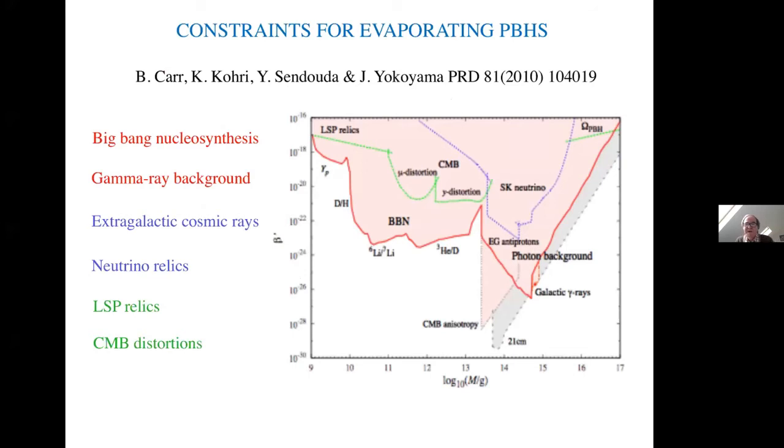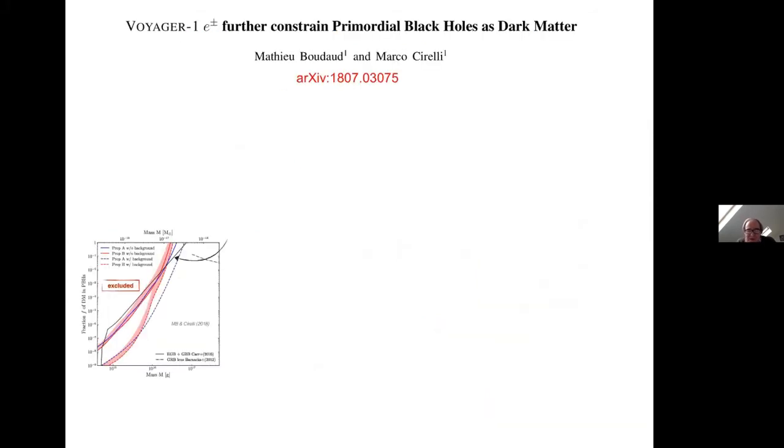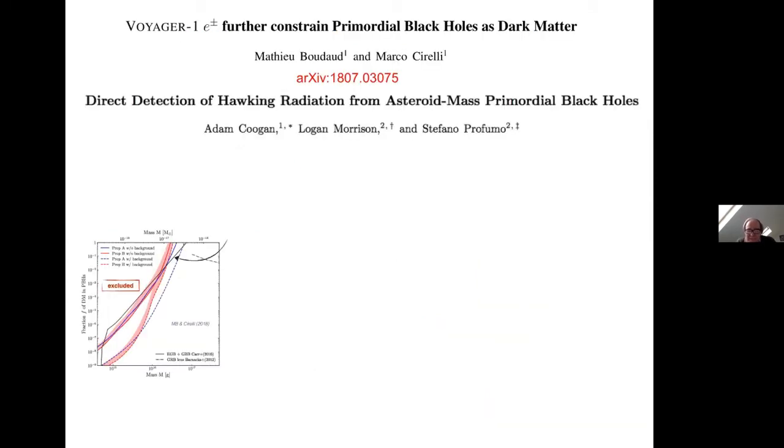This is a paper, the review I did with my Japanese colleagues in 2010, looking at constraints on evaporating black holes. I don't want to go into detail, but all the coloured regions are basically excluded. We've had some talks on this. This is from Big Bang nucleosynthesis, the gamma ray background, extragalactic cosmic rays, neutrino relics, CMB distortions and things like that. But this is an old paper. This is 10 years old, and it assumes a monochromatic mass function. There have been many more recent papers. I'm just flashing some up here.